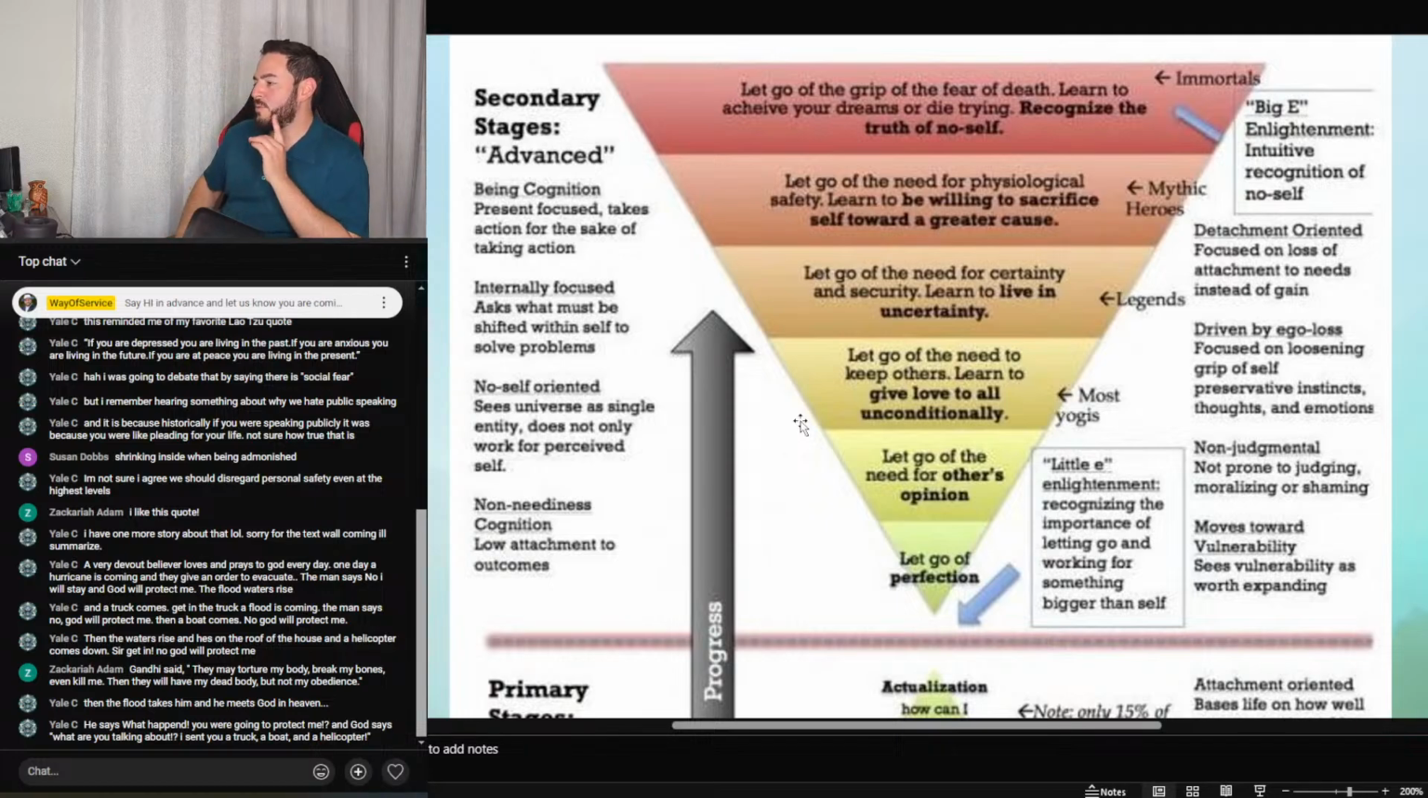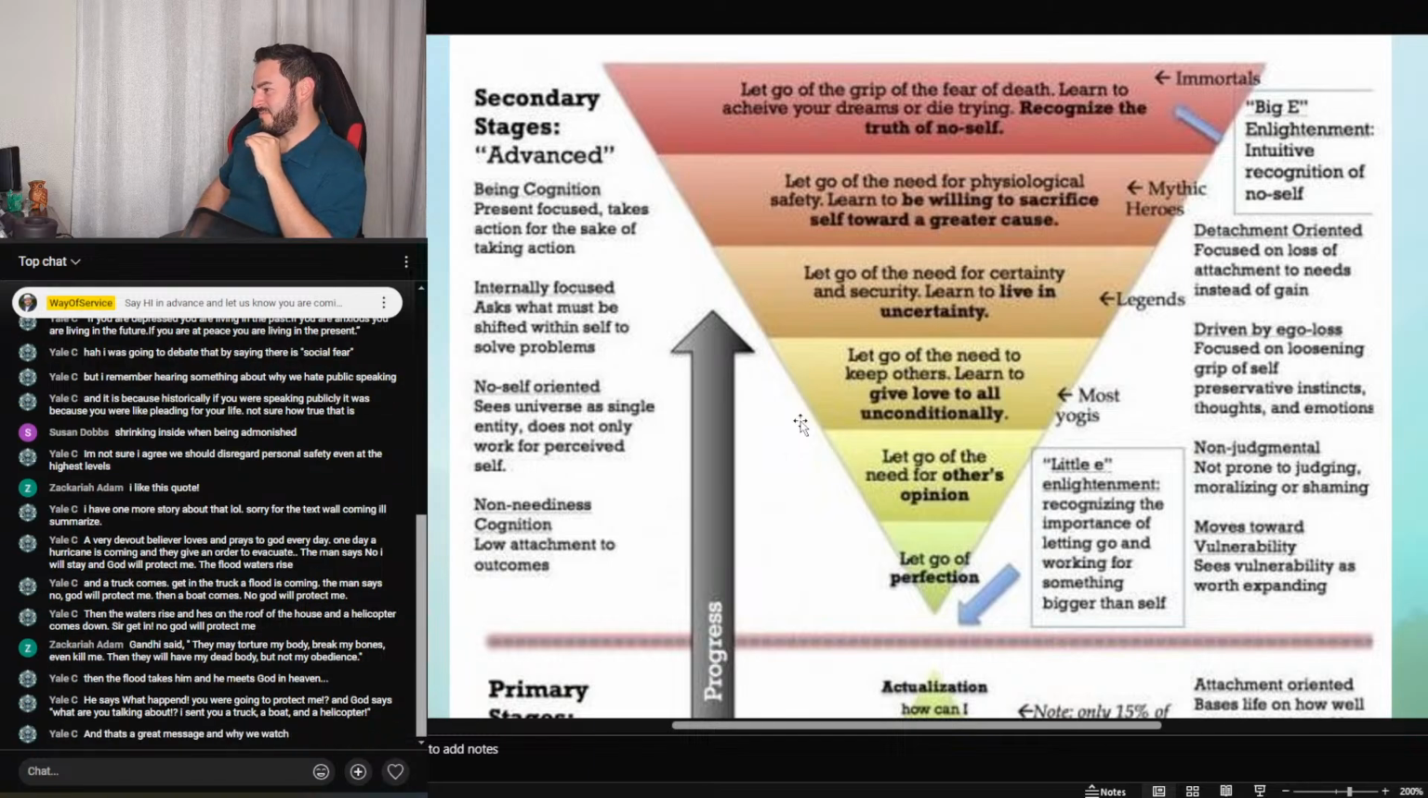A very devout believer loves and prays to God every day. One day a hurricane is coming, and they give an order to evacuate. The man says, no, I will stay, and God will protect me. Dude, a version of this story is one my wife and I reference so often. It's so funny you're telling it. I love it. It's synchronicity. It's almost 333. That's why. 332. All right. And a truck comes, and says get in the truck.